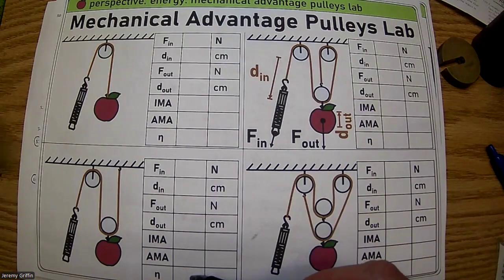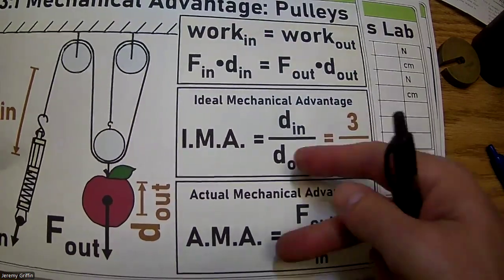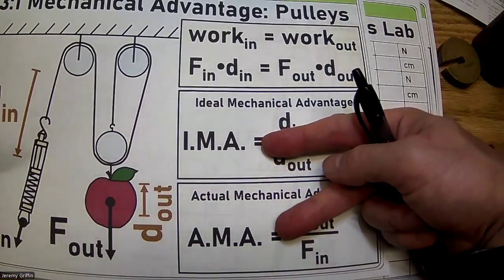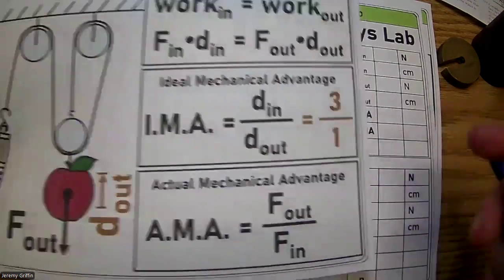And then finally, efficiency. Now there's different ways to get efficiency. One way is just take the ratio of what is AMA compared to IMA. You take the ratio. Okay.